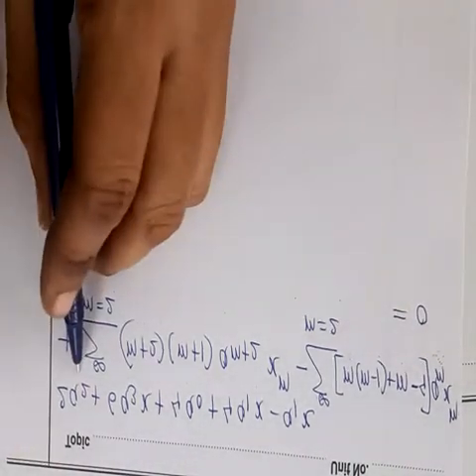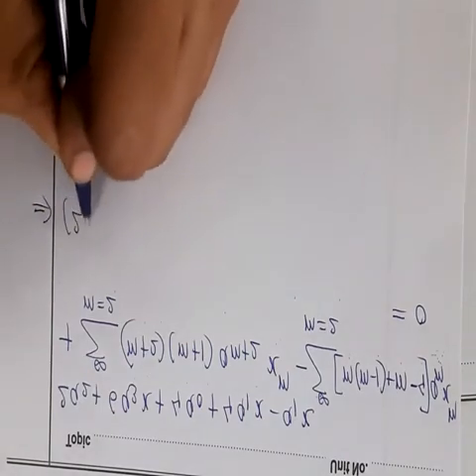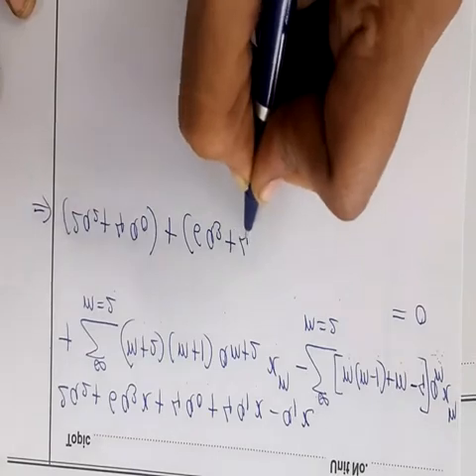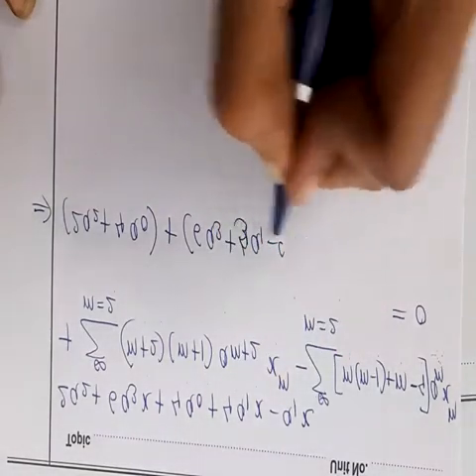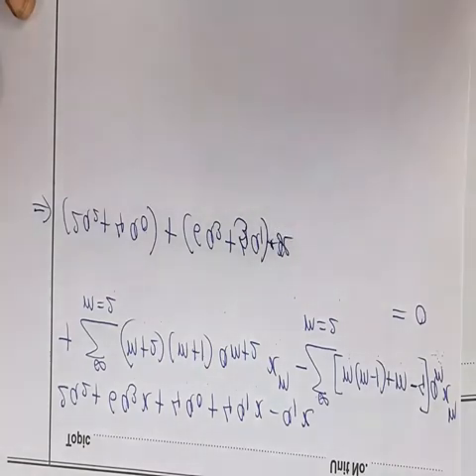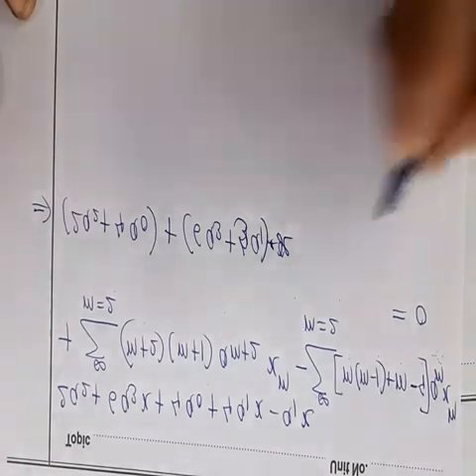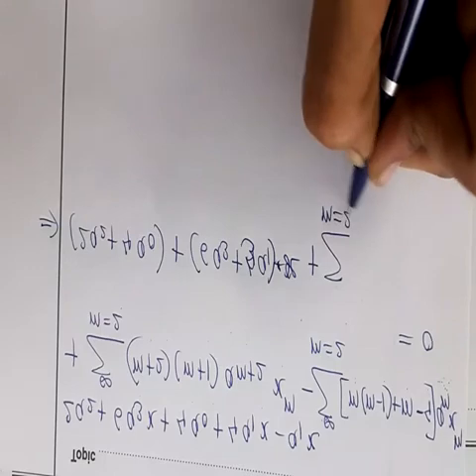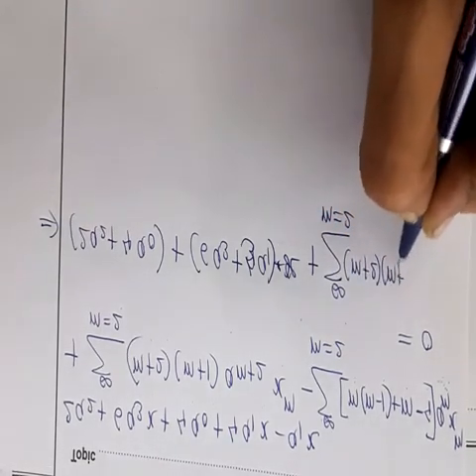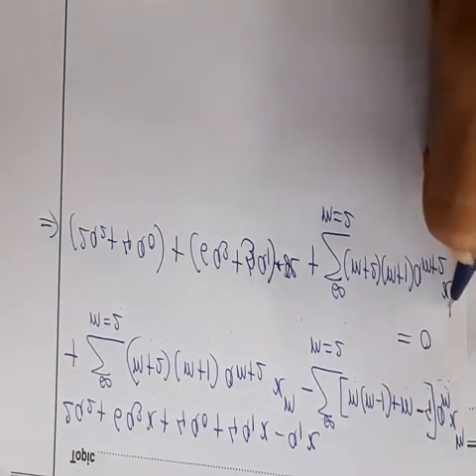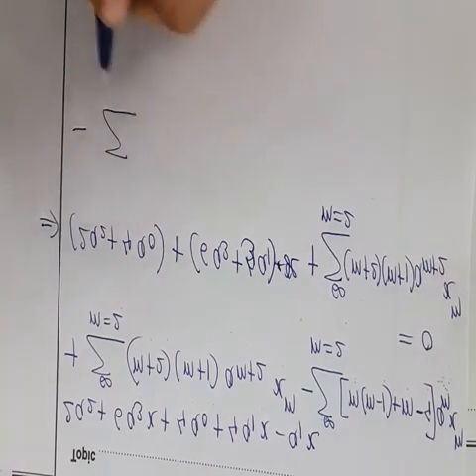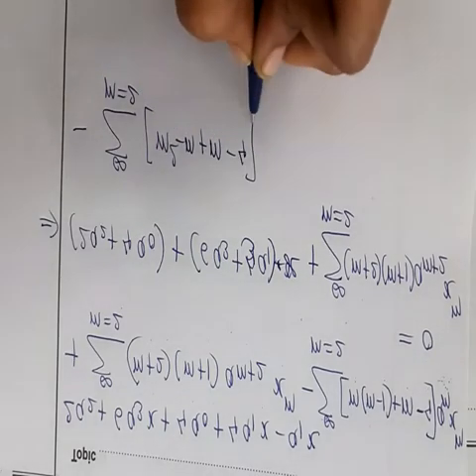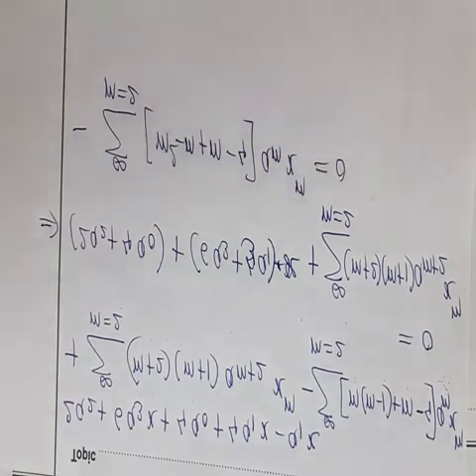Now simplify it. Adding the constants only: first 2a_2 plus 4a_0, next 6a_3 plus 4a_1 minus a_1 becomes 3a_1, so we can write directly 3a_1 multiplied by x, plus summation from m equals 2 to infinity of (m+2)(m+1) a_(m+2) x^m, minus summation from m equals 2 to infinity of [m(m-1), which is m squared minus m, plus m minus 4] multiplied by a_m x^m, equal to 0.